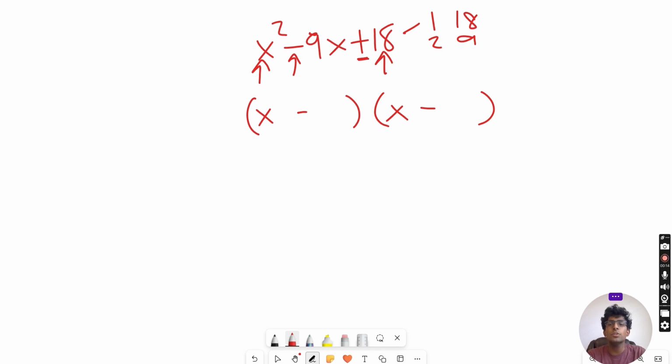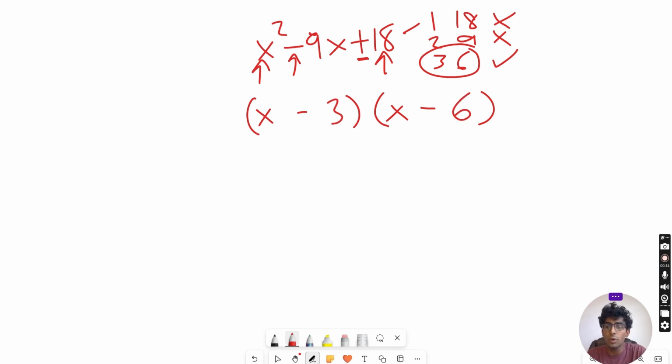So in this case, we want to figure out from these factor pairs which ones will... Oh, sorry, there's also 3, 6. My bad. We want to figure out which ones will sum up to 9. That's basically what we want. So 1 plus 18, that's not going to give us 9. 2 plus 9, that's not going to give us 9, but 3 and 6 will. So it's going to be x minus 3 and x minus 6.